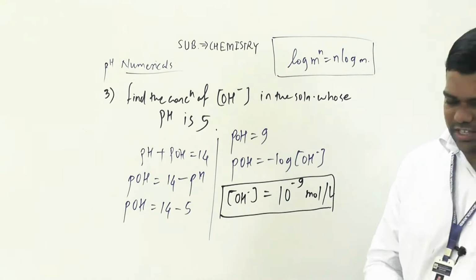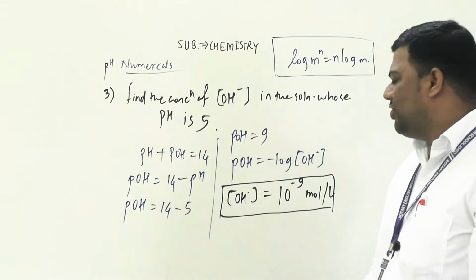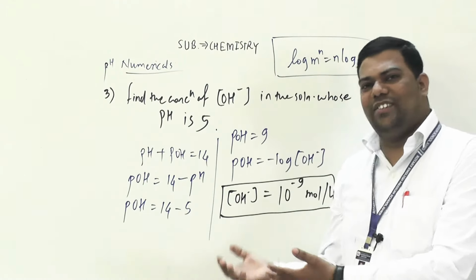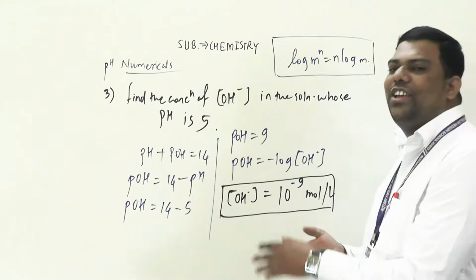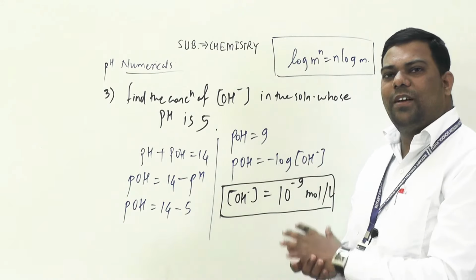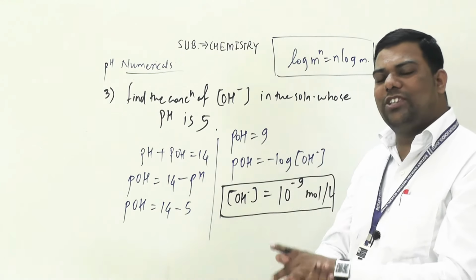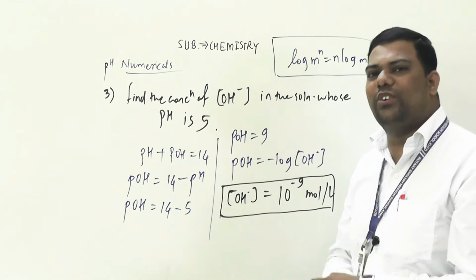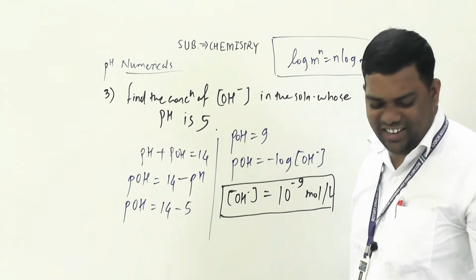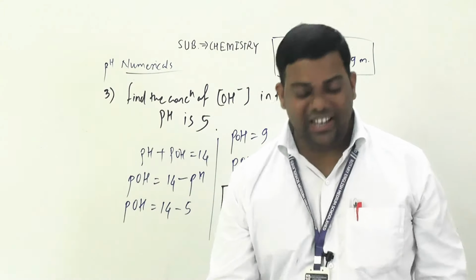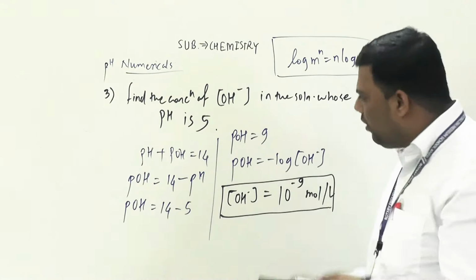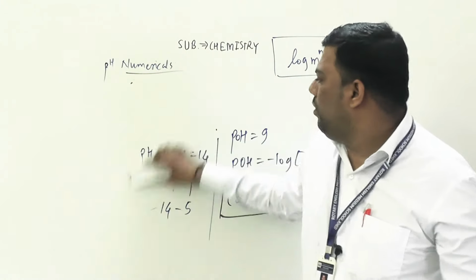Understood? So this is your concentration of OH minus ion. Whenever pH is 9, obviously the concentration is 10 to minus 9. If you are thinking in reverse, suppose the concentration of H plus is 0.02, then pH is 2, as we discussed in the previous numerical. Like that there are simple pH numericals and pOH numericals. One more we can solve here, question number 4.